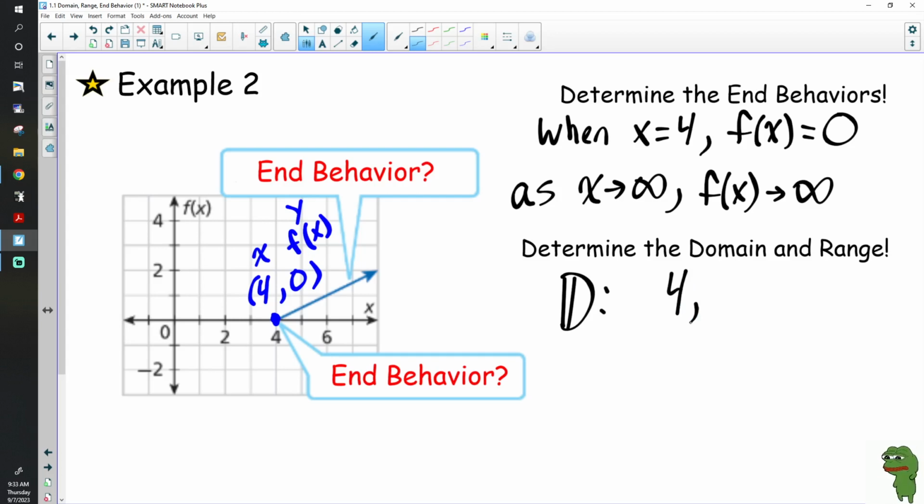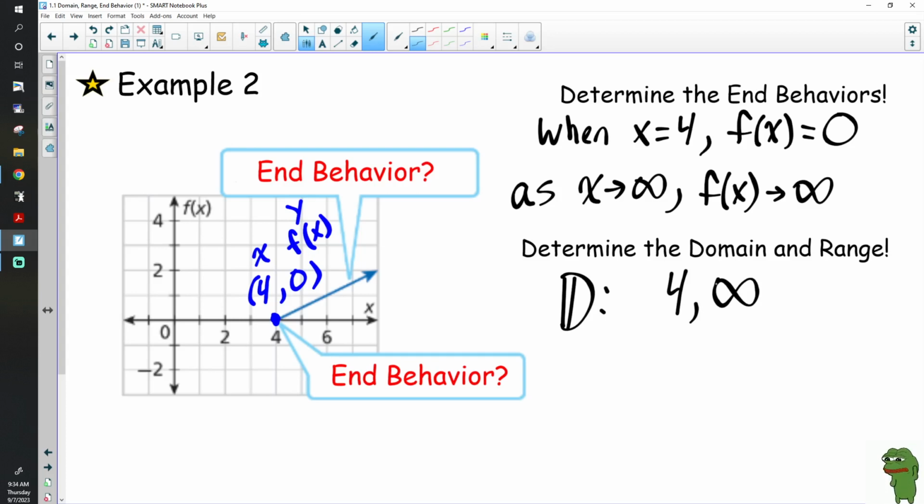It doesn't end, so we write infinity. This function starts at 4 and goes towards infinity. It can't ever be at 0. It will never be at -1 or anything over there towards negative infinity. 4 is where it starts.